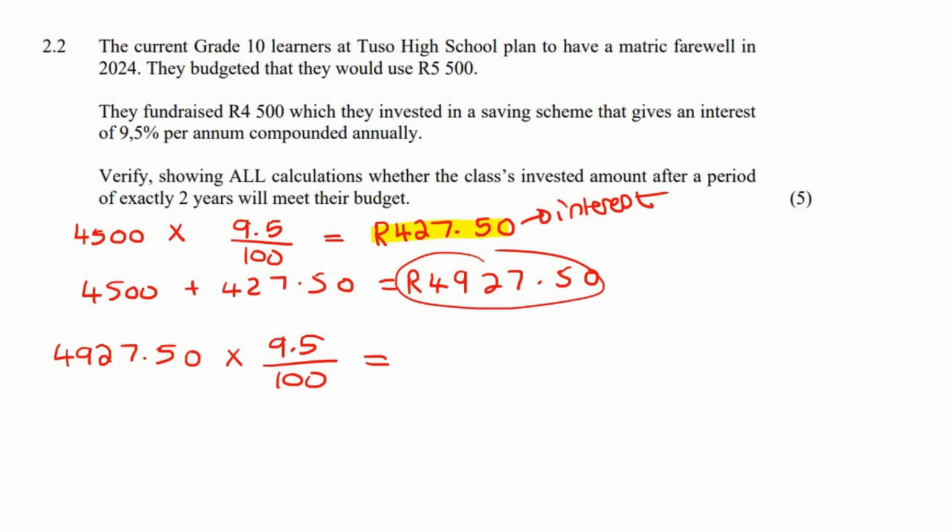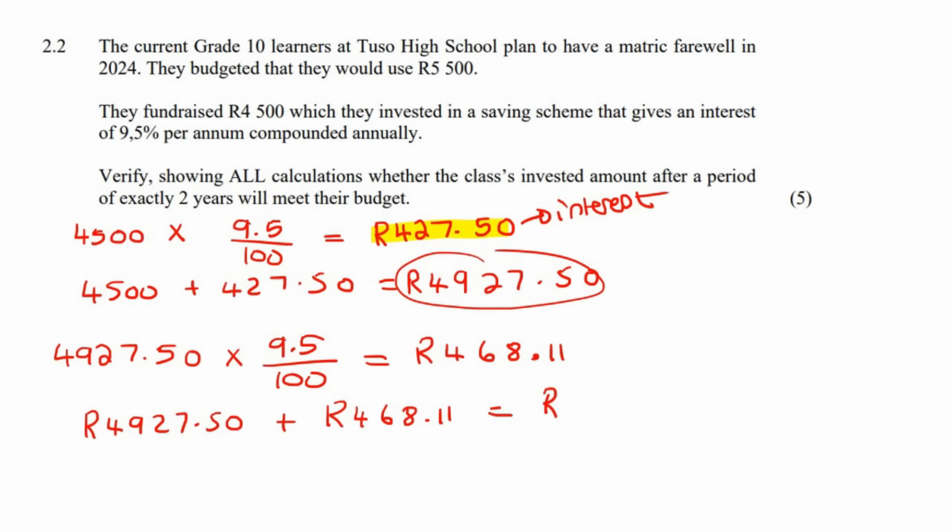Okay, and so if you had to work out that now, that year they earned 468 Rand and 11 cents. And that's just interest. So we're now going to add that on. So 4927.50 plus 468.11. And if you work that out, unlucky, they didn't make it. They got close. 5395.61. So if they invest it like that, they're not going to get to 5,500 Rand.